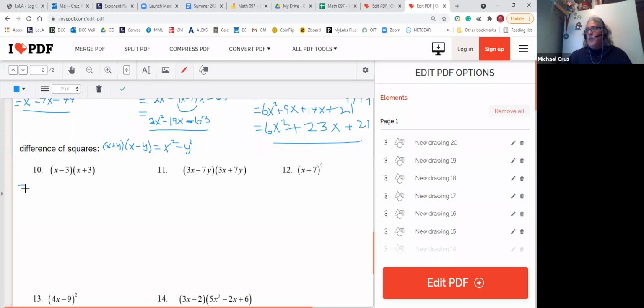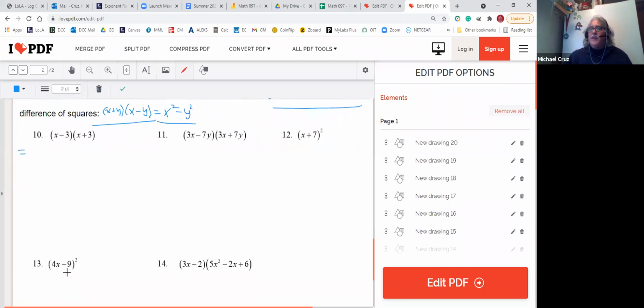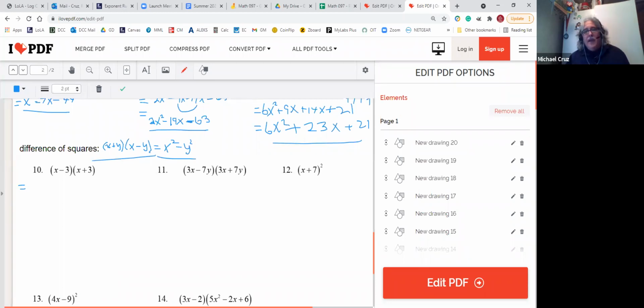So go on to number 10. This one is like that as well. Both of these are. And then 12 and 13 follow another pattern. Again, it's not so important that you know the pattern, but the pattern can save you some time and trouble.